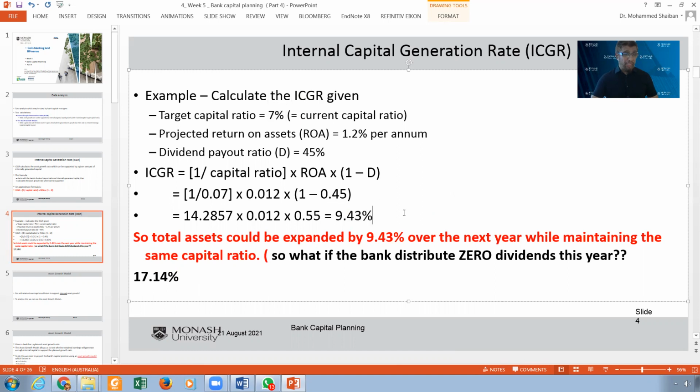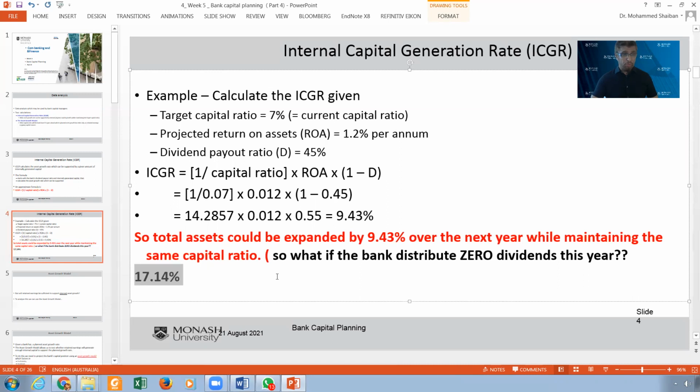Now, if I tell you there were no dividends, the first answer will tell me I will have more capital. You bet, you are right. Because if I take the D here, as I said, what if the bank distributes zero dividends? If you calculate it, you will find it 7.14, and I want you to try it by yourself using the same numbers. As you can see, I jumped from 9.43 to 17.4 if I decided not to pay dividends.